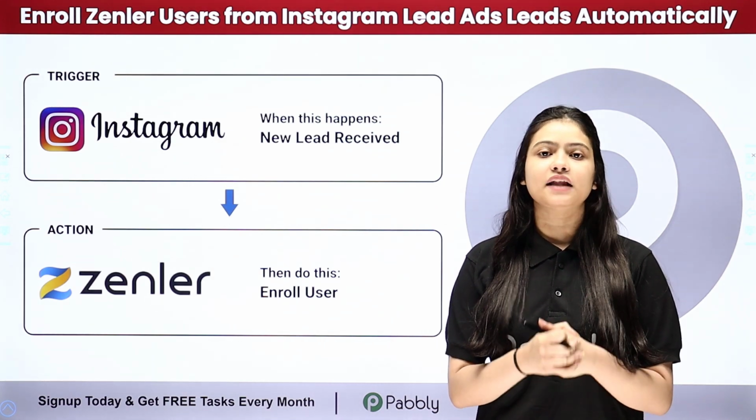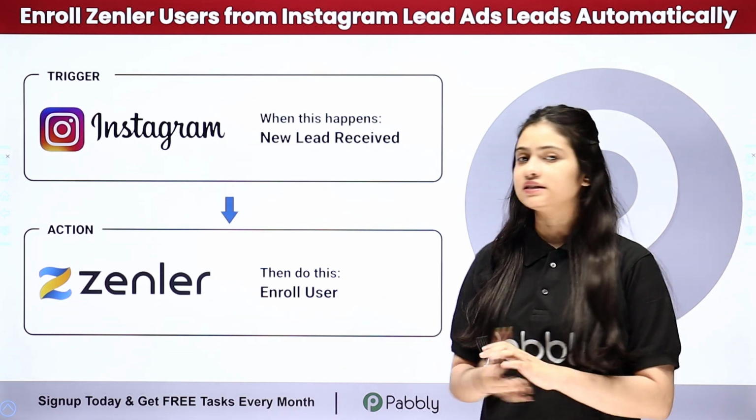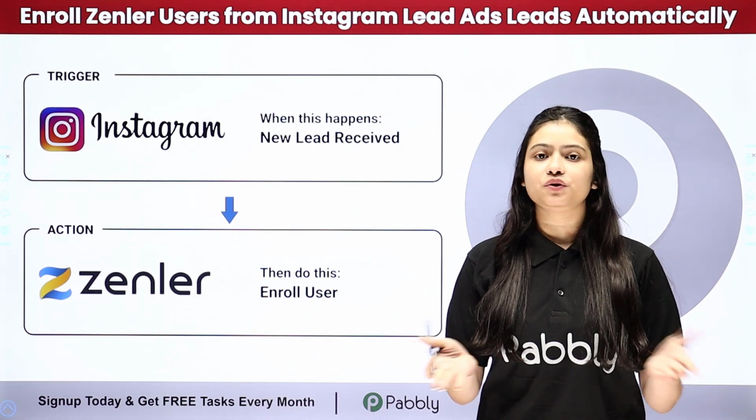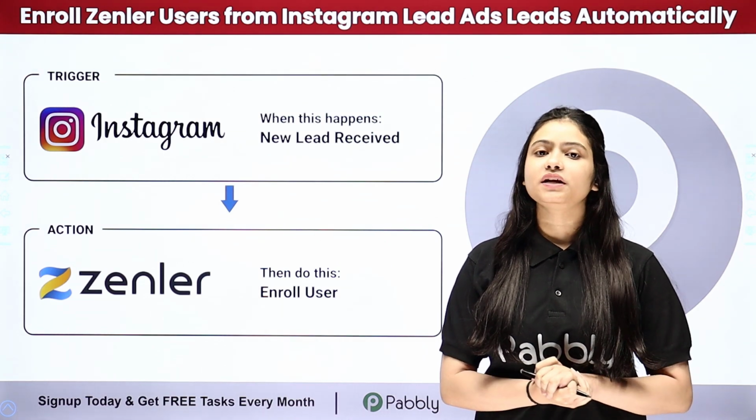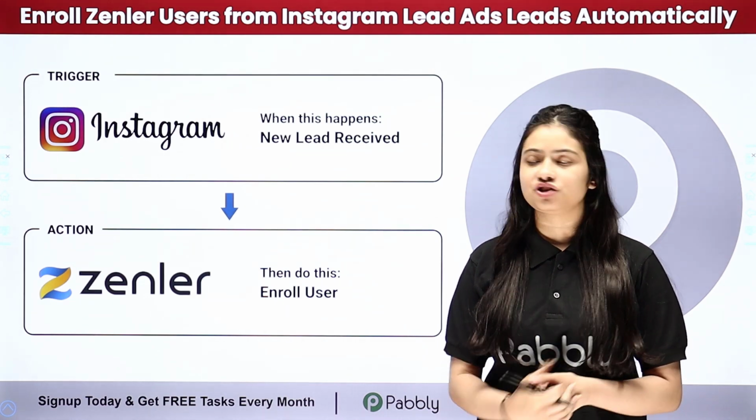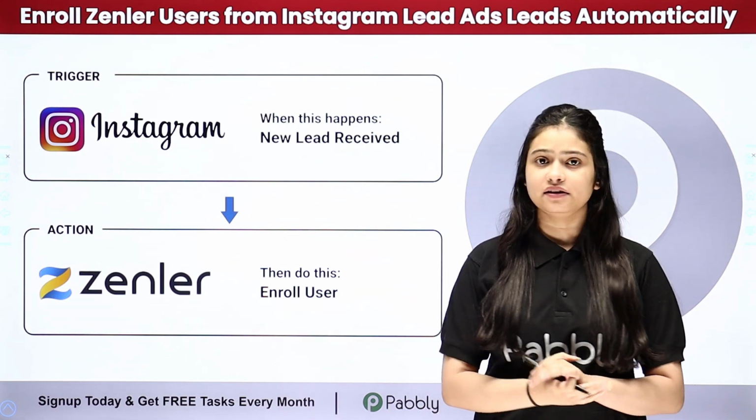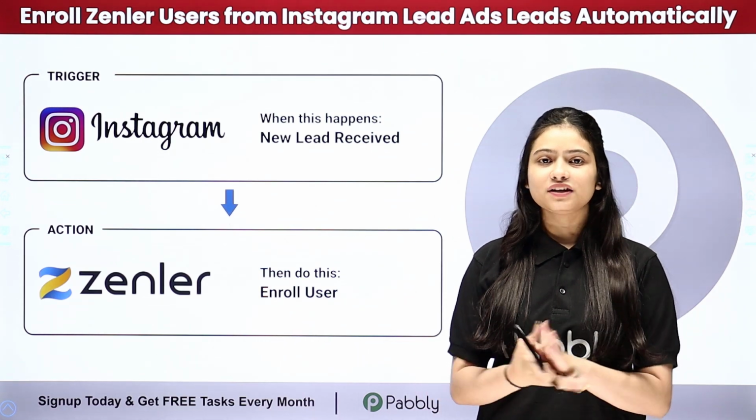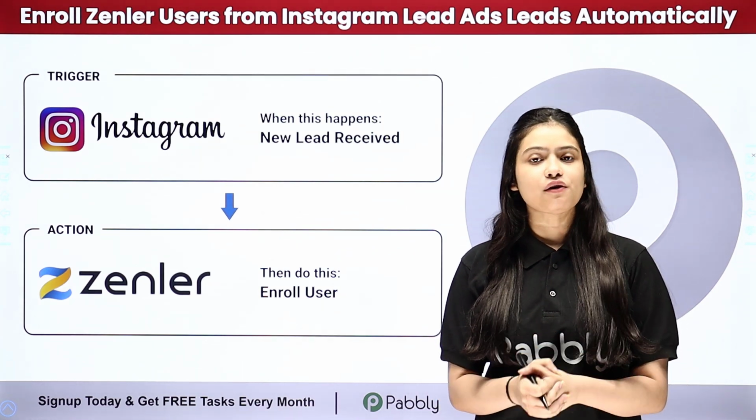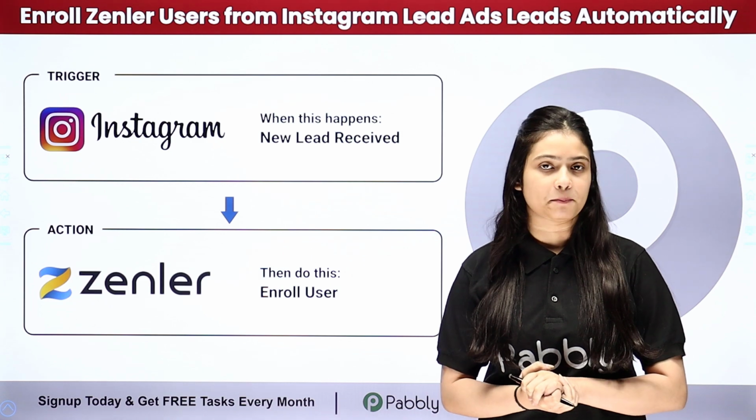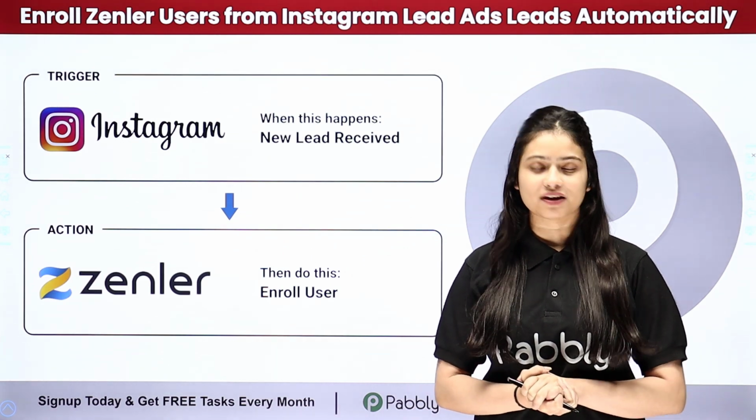Automatically, that person should be enrolled as a user in Zenler. That is the application which I am using to manage the content of my courses as well as the users. Now, to automate this entire process, I will have to build a connection between Instagram lead ads and Zenler, and that I am going to do without any coding and programming skills, simply with the help of Pabbly Connect. So for your business, if you also want to learn this amazing automation step by step, you have to come towards my screen.